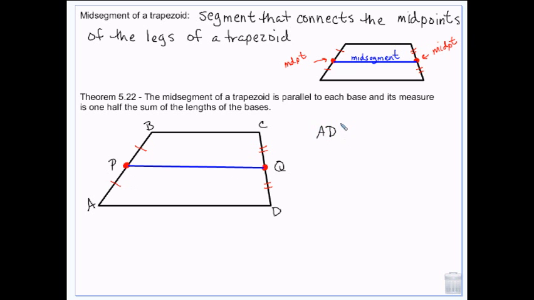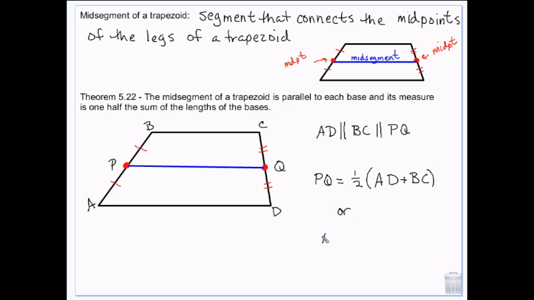AD is parallel to BC already because that's the definition of a trapezoid. You have two parallel bases. But then they're also parallel to PQ. So they're all three parallel to each other. And then PQ is equal to 1/2 of the length of AD and BC.